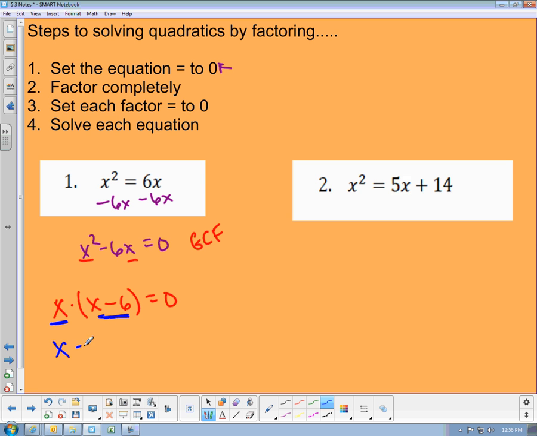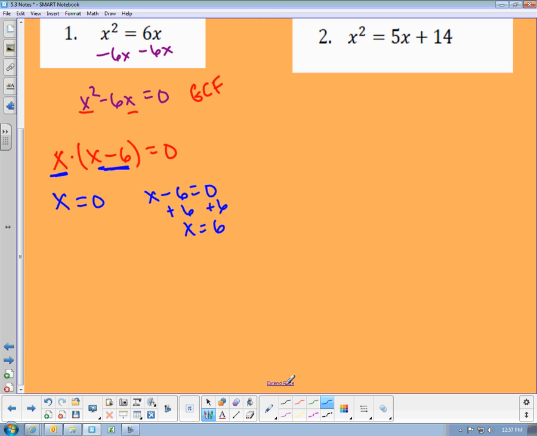So that's the first one, and that one's an easy one because it's already solved for us. The other one would be x minus 6 equals 0. I'd add 6 to both sides, and I'd get x equals 6. So those are your two solutions. Your two solutions are x equals 0 or 6.